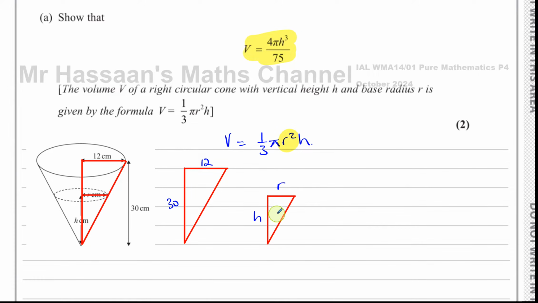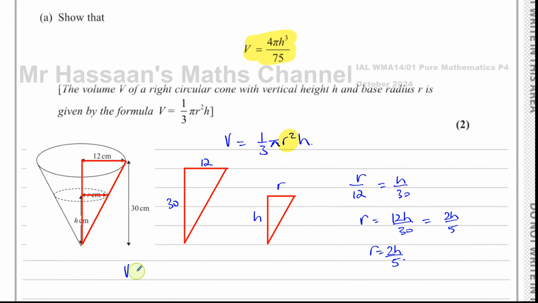Because they are similar shapes, the ratio of their corresponding sides is the same. So if I want to have r in terms of h, I can say the ratio of the two radii, r to 12, is equal to the ratio of the two heights, which is h over 30. So r is equal to 12 times h over 30, which if you divide by 6 gives 2h over 5. So I know that r is the same as 2h over 5.